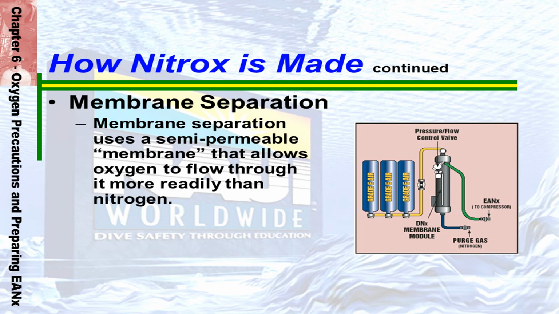The higher the flow rate, the higher the oxygen fraction of the product gas. The oxygen content can be precisely controlled, and preset controls from the manufacturer limit the maximum to 40% oxygen. The product nitrox is then compressed for use in scuba cylinders.